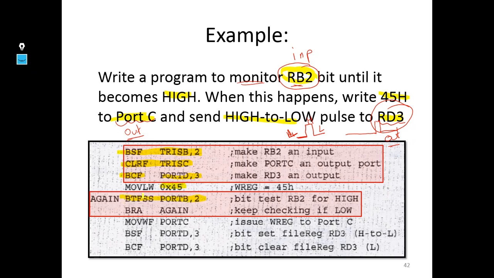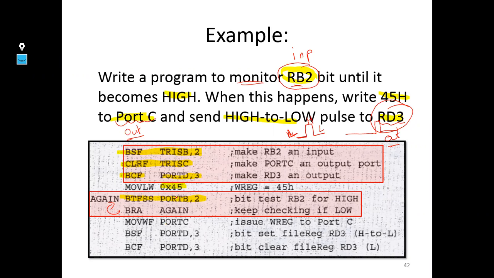So here we have bit test file skip if set port B, 2. Now, if B2 is clear, if B2 is 0, what happens in our program? So if B2 is 0, there is no skip. We have to execute branch again, and you have to keep the looping here. So as long as B2 is 0, we will keep looping.